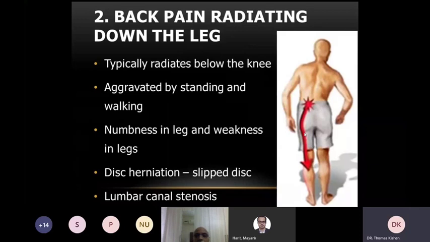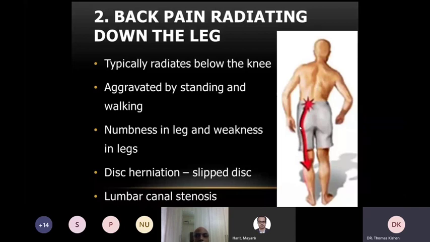The third case scenario, so we've discussed acute low back pain. We've discussed chronic low back pain, and the third one is back pain radiating down the leg. Now, typically, if you're thinking of a disc herniation, the pain should radiate in the dermatome of the involved nerve. So back of buttock pain and back of thigh pain are not radiculopathies. They're not radicular pains. Typically, these pains are aggravated by standing and walking. They may be associated with numbness and weakness in the leg.